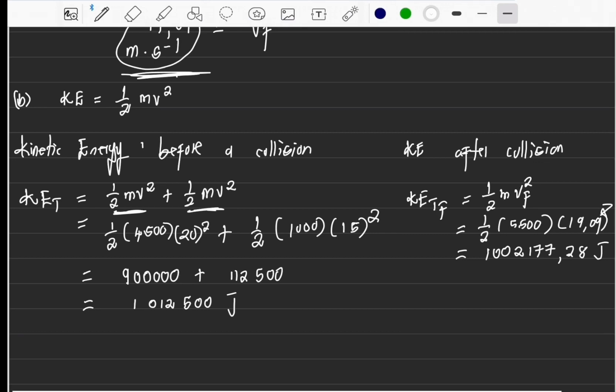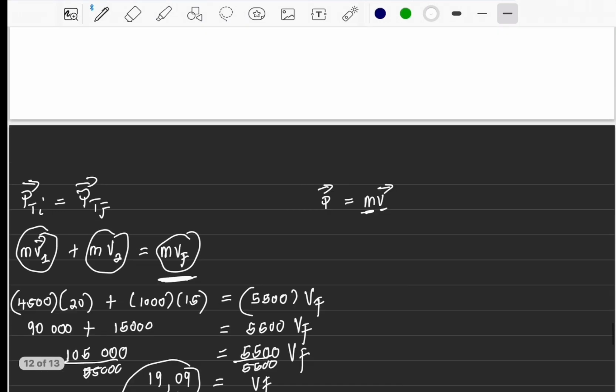If you check this kinetic energy, you can see that they are not equal. The kinetic energy after the collision is less than the kinetic energy before the collision. This simply means that the kinetic energy is not conserved. This will give you an idea of what type of collision this is.